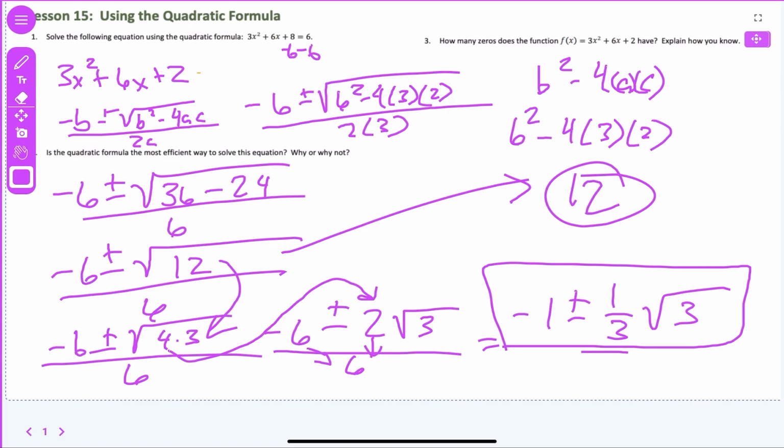If it was equal to 0, that means there would be 1 real solution. If it's negative, then there are no real solutions. The discriminant. This right here is called the discriminant. Say it again. There's no real solutions. Correct.